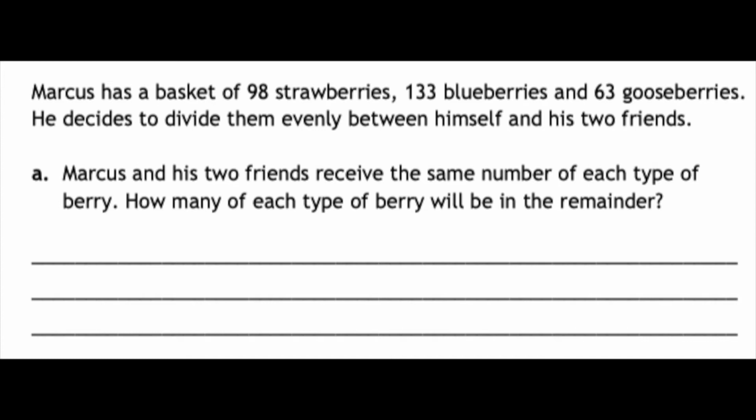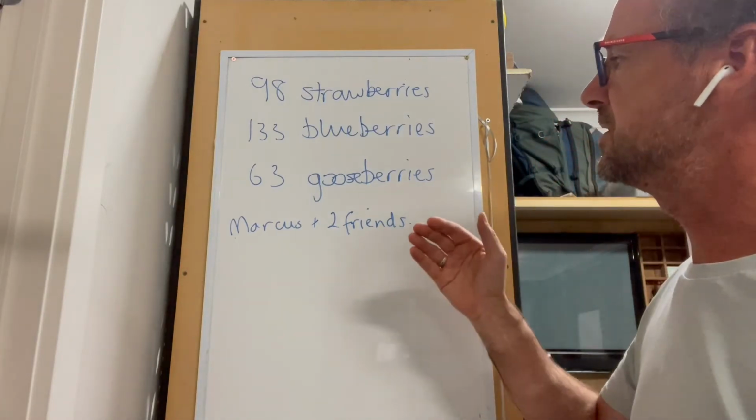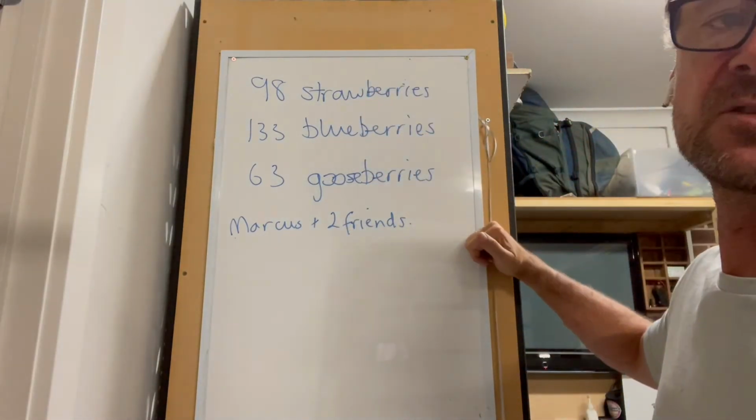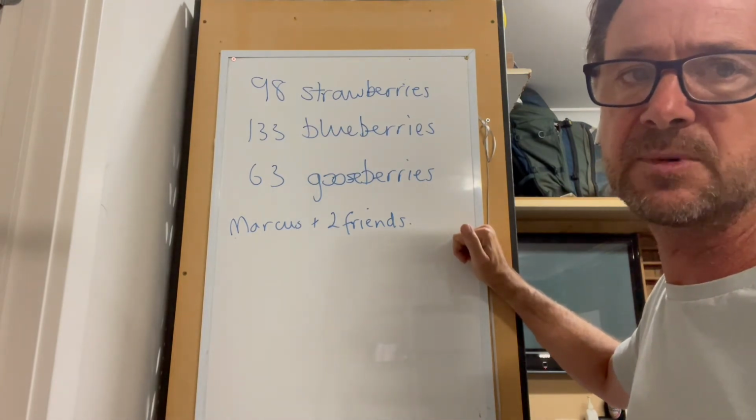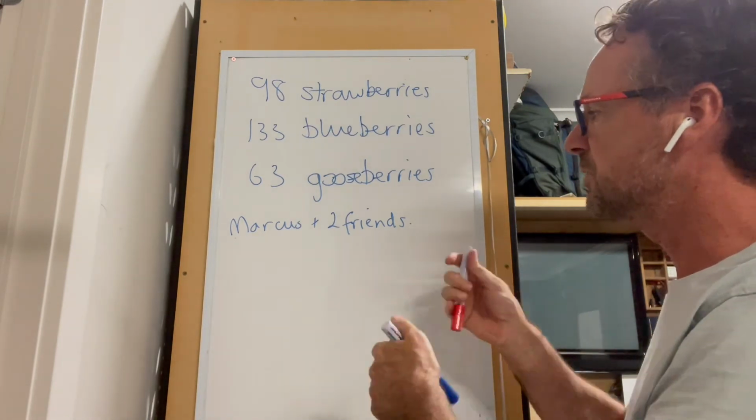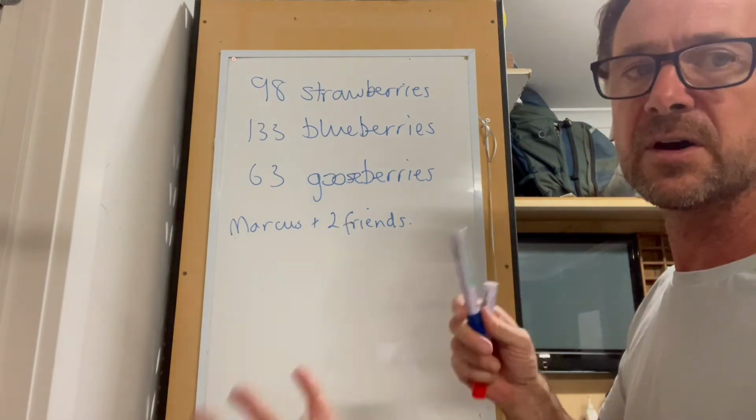Okay, this question is a little bit wordy, so you've got to read it quite accurately because it asks about remainders. What it's asking is that Marcus has got these 3 sets of berries and he's going to share them with himself and his 2 friends. So he's going to share them into 3 equal groups. So really what it's asking is to divide each of them by 3.